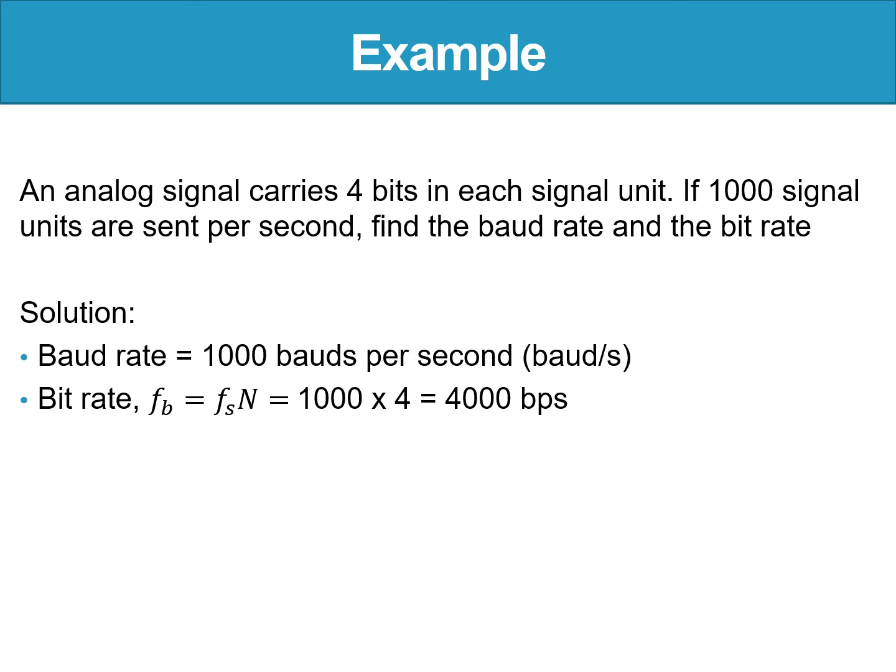So example, an analog signal carries 4 bits in each signal unit. If 100 signal units are sent per second, find the baud rate and the bit rate. So we know that the baud rate is the symbol rate, so we have 100 bauds per second. And to calculate the bit rate, we know that Fb is equal to Fs times n. So Fs is the baud rate, 100, times the number of bits, 4, and this system is 400 bits per second.